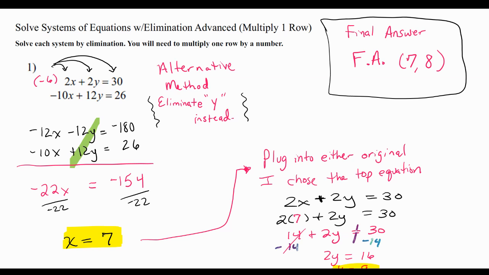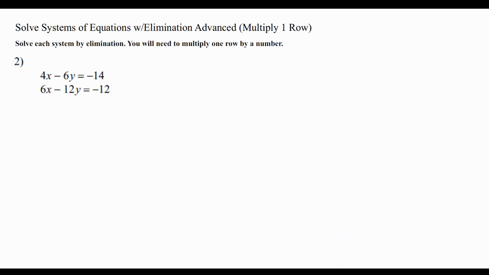Okay, I'm going to move on. This is number 2. So if we look here, we have a 4x and a 6x. Now we would have to multiply both of those to produce a 12x and a -12x. So there's really no alternative method here. There's only one method that you could have chosen.